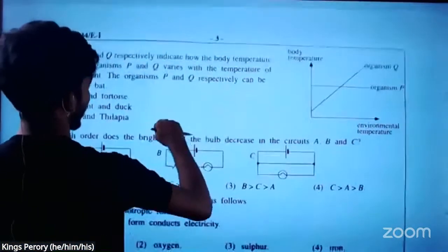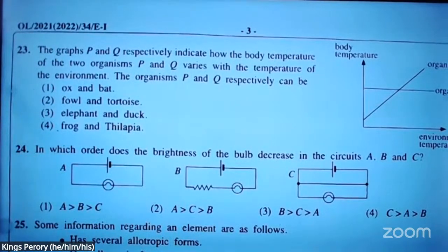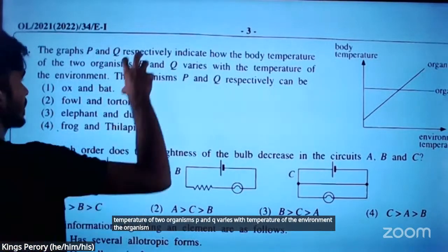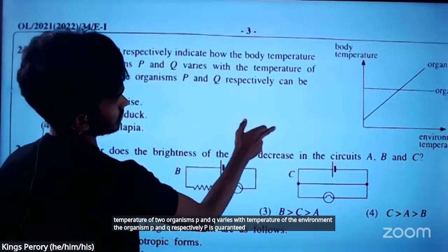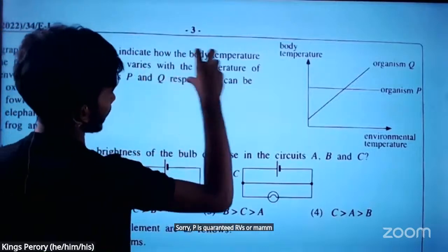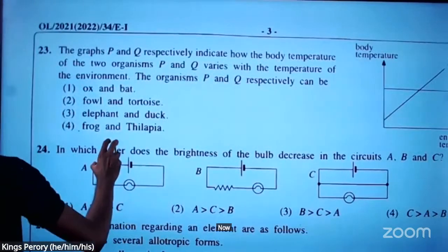So going back to the diagram, graph P and Q respectively indicate how the body temperature of two organisms P and Q varies with the temperature of the environment. P is guaranteed aves or mammals, Q is guaranteed pisces, amphibia or reptilia. Now check the answer.